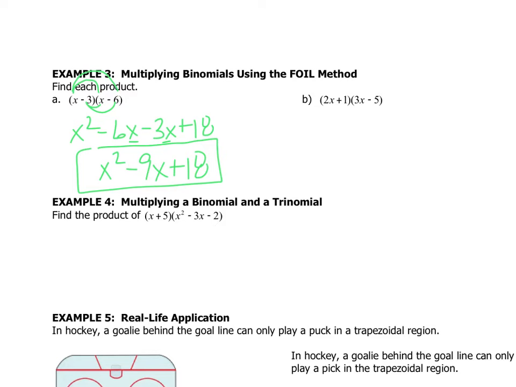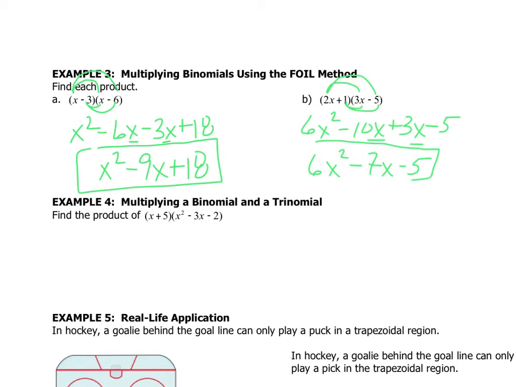And on the next one, our first terms. Now I get 6x squared. Then I get my outer terms, negative 10x, my inner, and my last. Again, I can combine some x's there. So 6x squared minus 7x minus 5. Always make sure you're hitting those inner terms. These two binomials are right now all giving me trinomials.